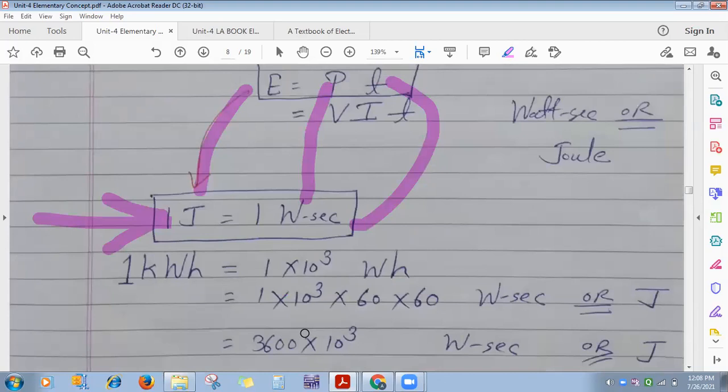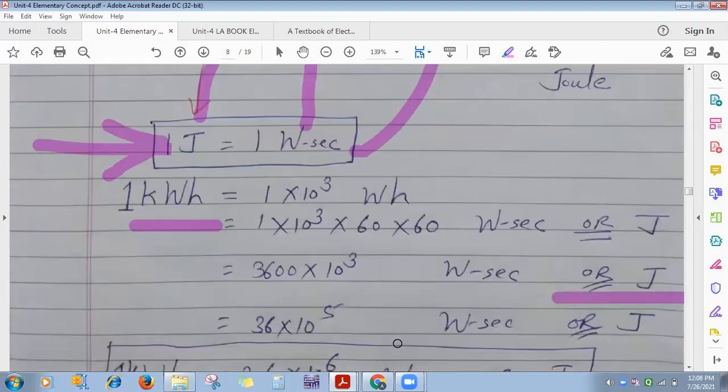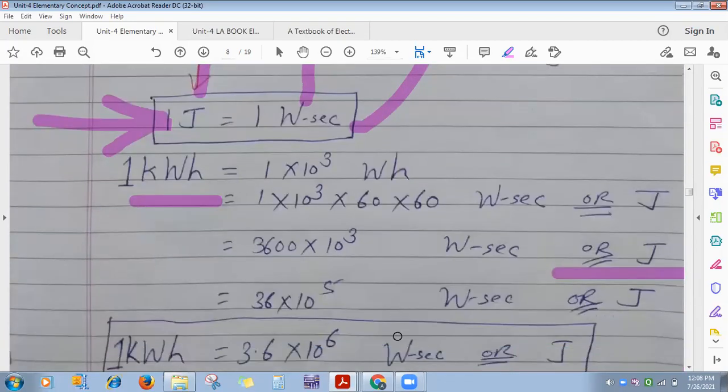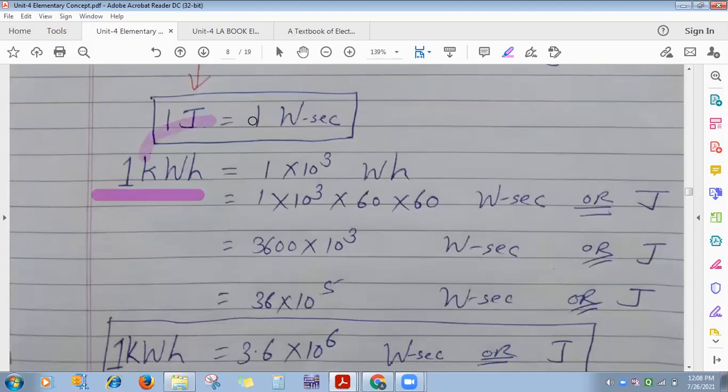Now sometimes there is a need to convert kilowatt hour to joule or joule to kilowatt hour while solving the sum. So what is the relationship that we'll see? How we can convert kilowatt hour to joule or joule to kilowatt hour. Now it's 1 kilowatt hour. Kilo means I can write 10 to the power 3, isn't it? So it will be 1 into 10 to the power 3 watt hour.